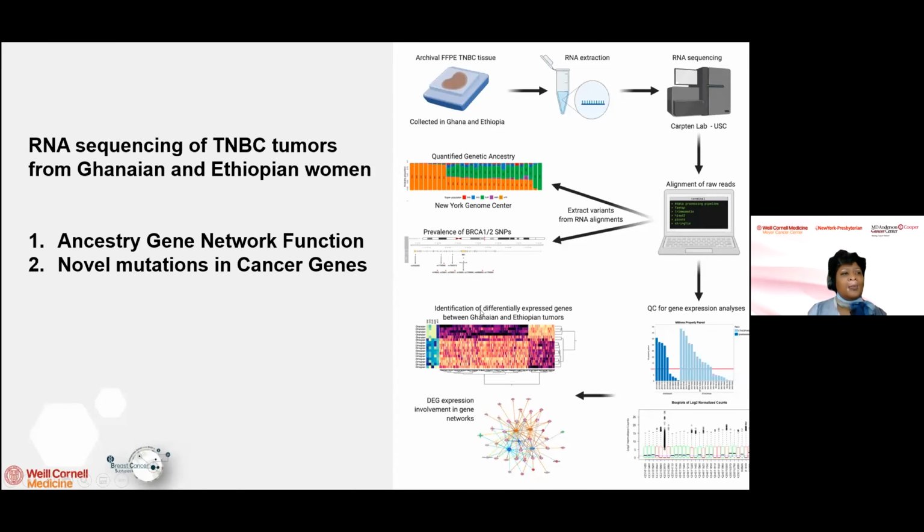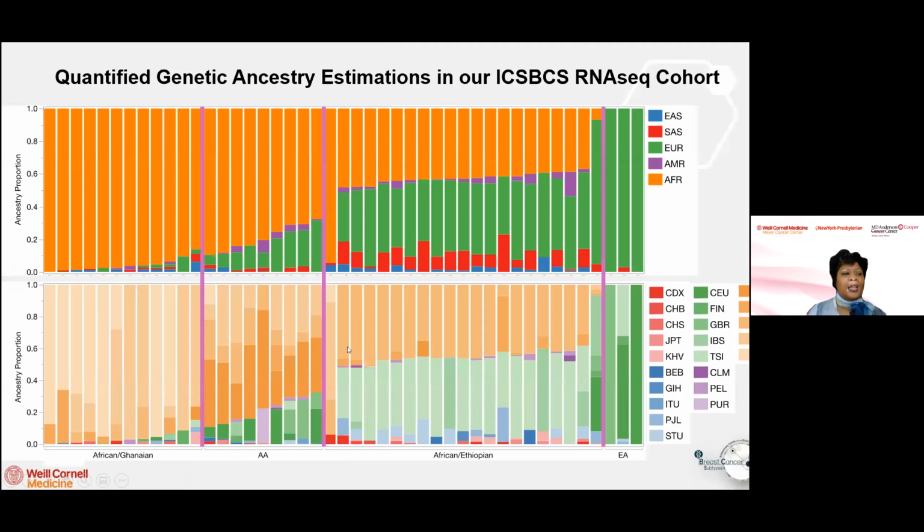So going a step further, in collaboration with the John Carpenter Lab at the University of Southern California, we're now looking at gene expression patterns comparing West versus East Africans. In collaboration with the New York Genome Center, we track genetic ancestry, and I'm even going to tell you a little bit about our ability to call or identify novel mutations in BRCA cancer genes.